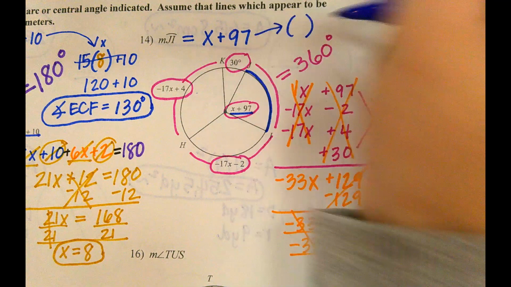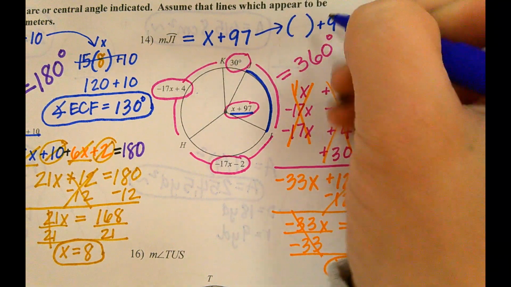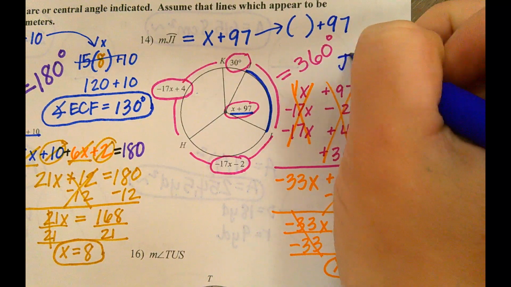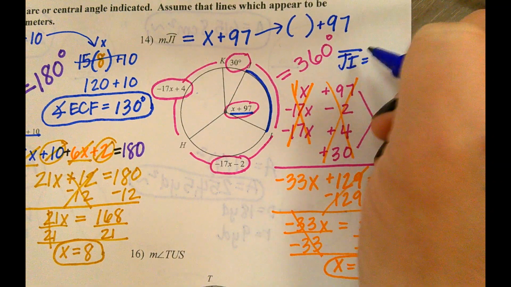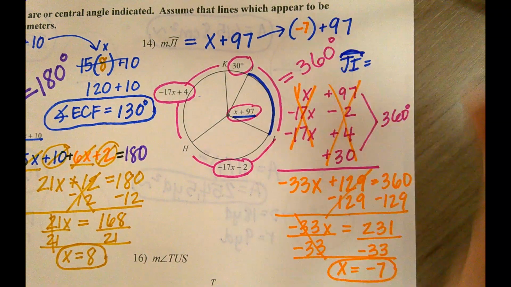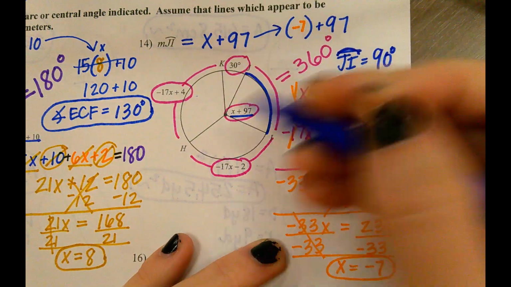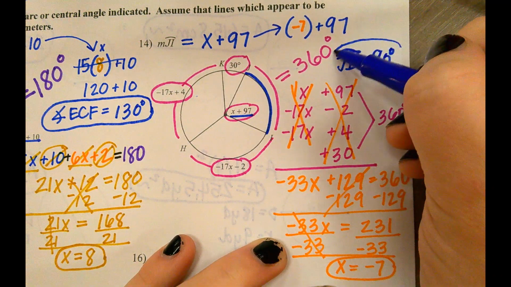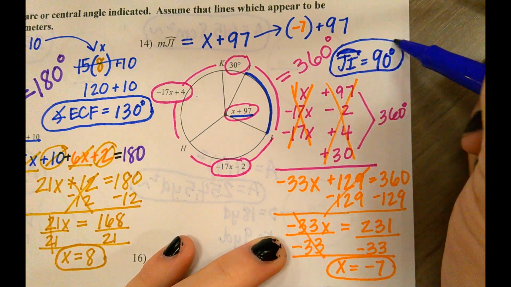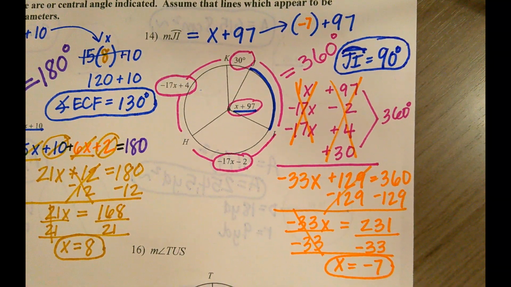So I have negative 7 plus 97, and that gives us what? Gives you 90. Yes. JI is 90 degrees. Which is tricky because they didn't give us a little box, but that would almost be cheating. That'd make it too easy. All right. JI is 90 degrees.